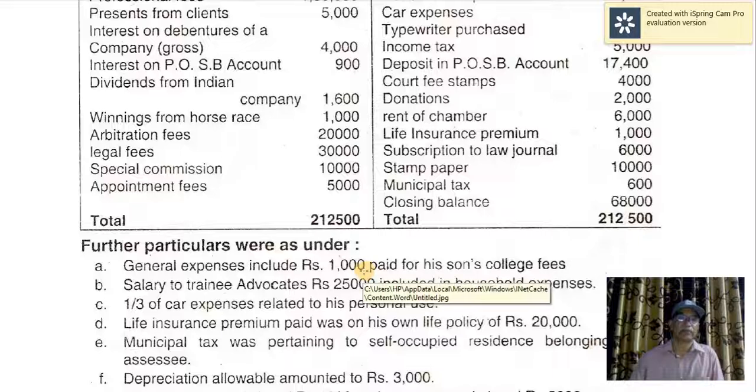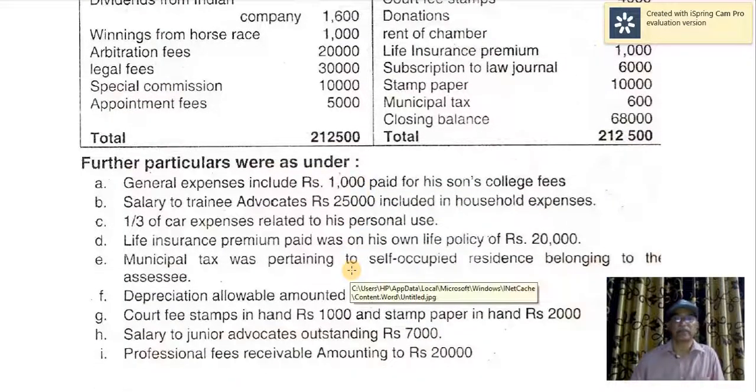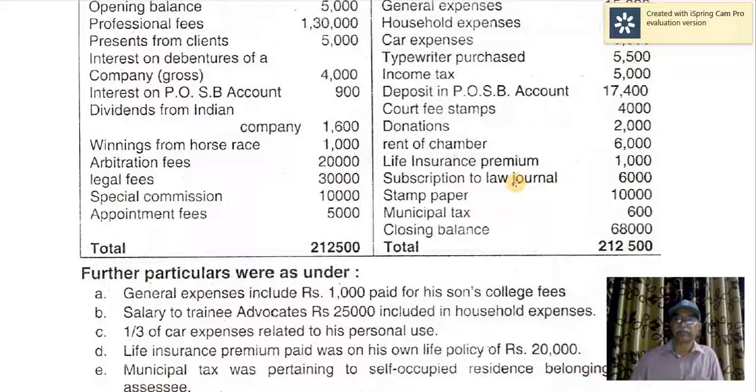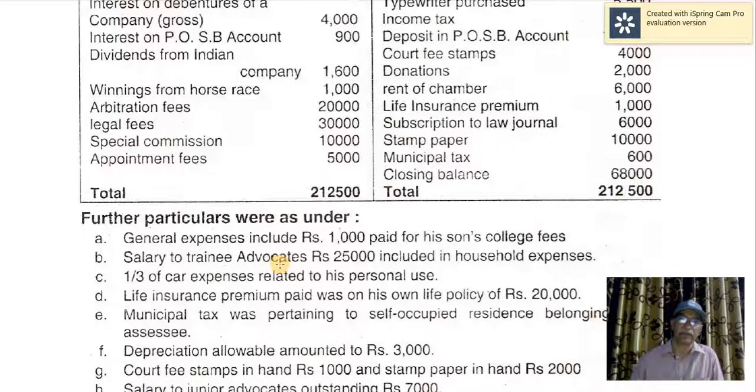Then salary to trainee advocates 25,000 included in household expenses. You see here household expenses 66,000. Household expenses as such are not allowed as professional expenses, but that includes, here mentioned, salary to trainee advocates 25,000. This is very much allowed. That is an item of professional expense. So that is deductible under professional expenses.